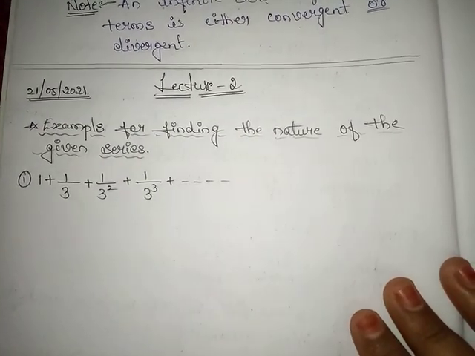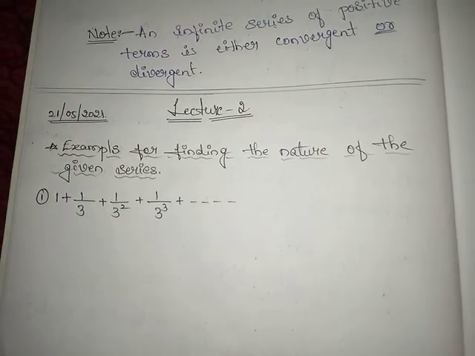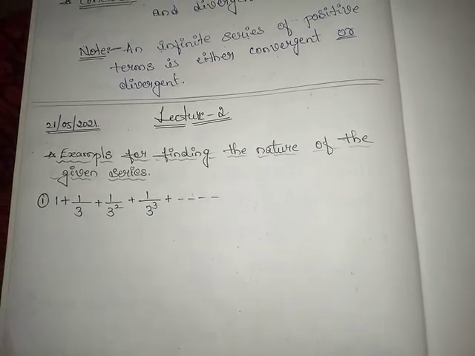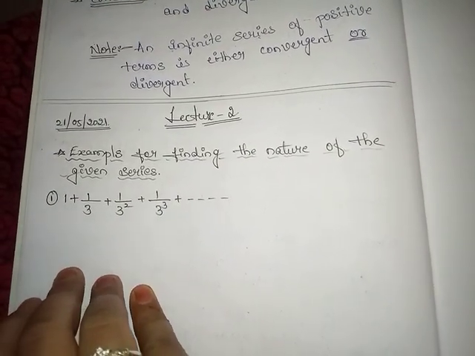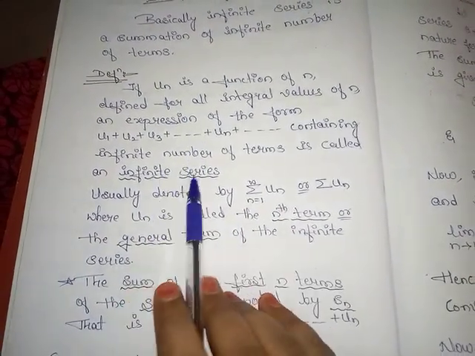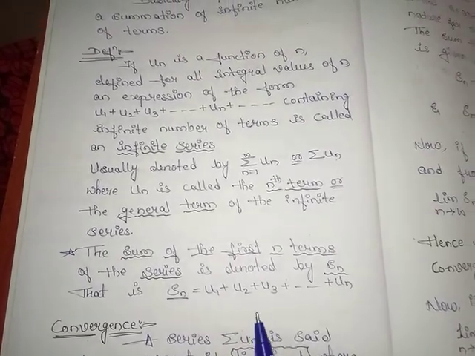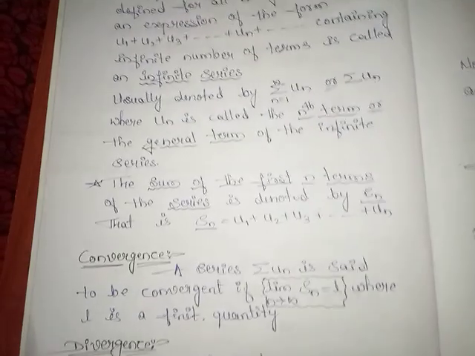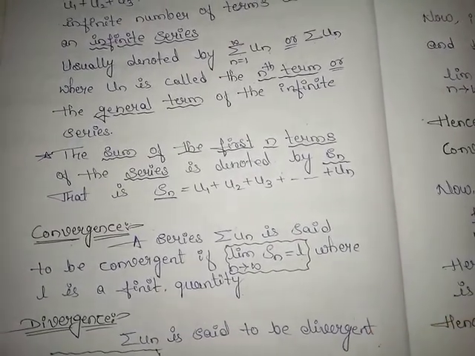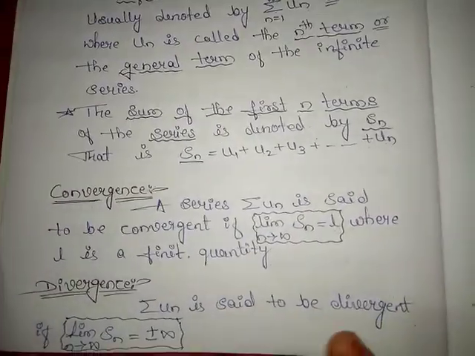Hello everyone. Today I am going to start the second lecture on the fourth module, that is infinite series. In the last class we saw the definition of infinite series, meaning when we say a series is an infinite series, and what the sum of the first n terms of the series is and how we denote it, and after that the definition of convergence and divergence, meaning when we say the given series is convergent and when we say it is divergent.